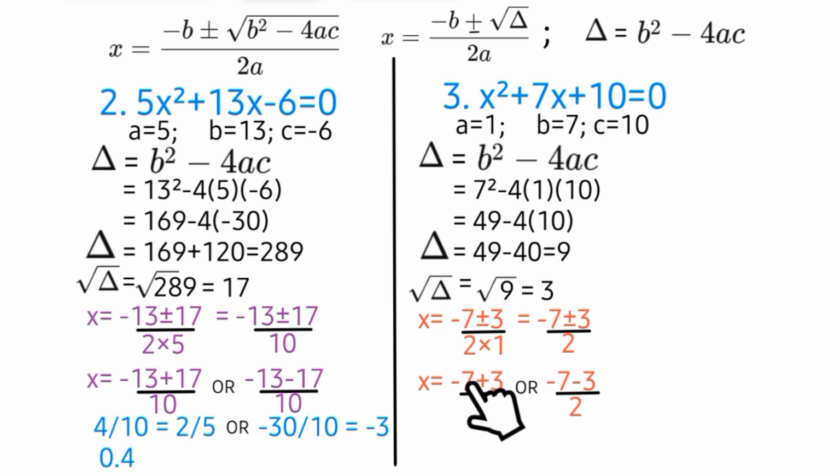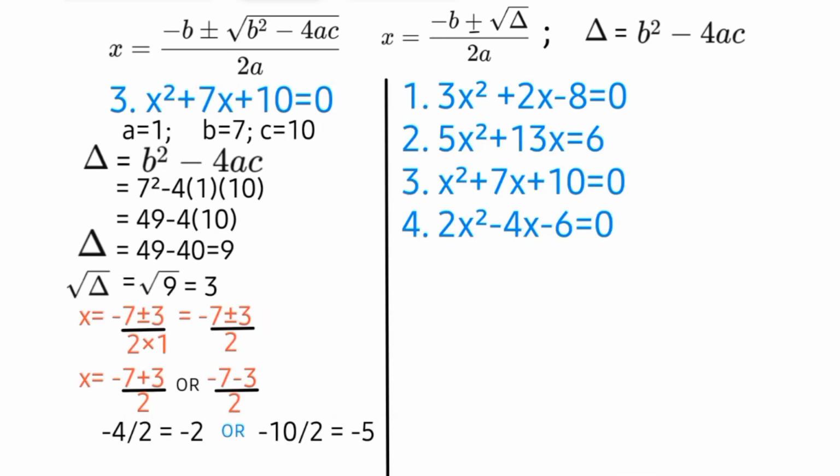Minus 7 plus 3 is minus 4 divided by 2. Minus 4 divided by 2 gives minus 2. Or minus 7 minus 3 gives minus 10 divided by 2. And minus 10 divided by 2 gives minus 5. So either x value is minus 2 or minus 5.